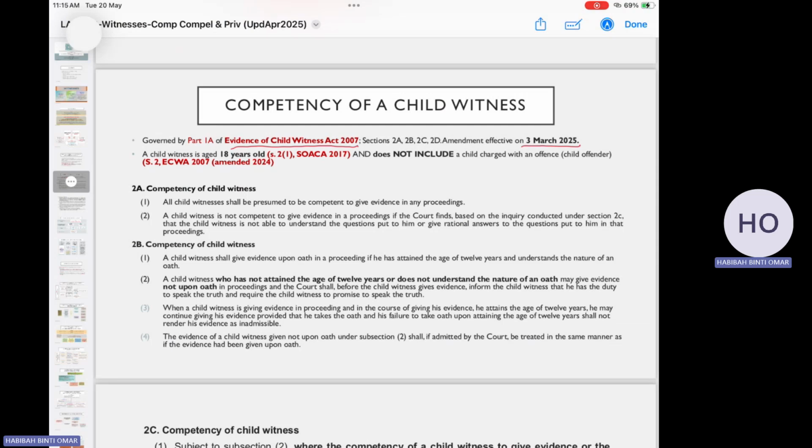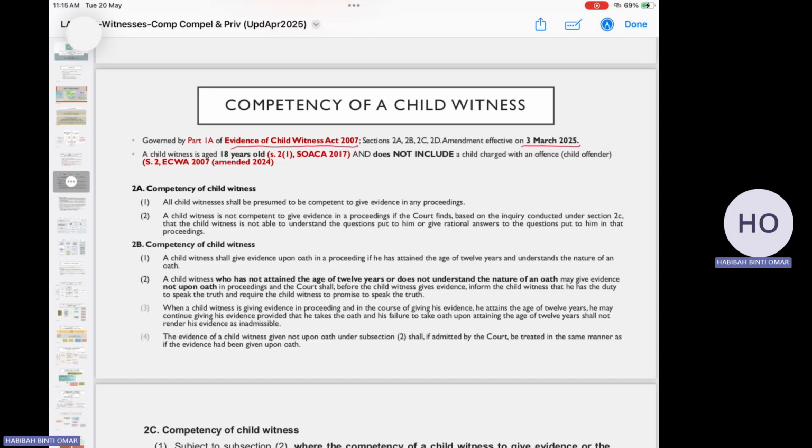Now, the amendment made to the Evidence of Child Witness Act 2007 has also resulted in Section 118 being amended, as well as SOACA 2017 being amended, whereby in SOACA 2017, Section 17 and Section 18 have been taken out. So the law on competency of a child now is governed by the general law, Section 118, as well as Sections 2A, 2B, 2C, 2D of the Evidence of Child Witness Act.